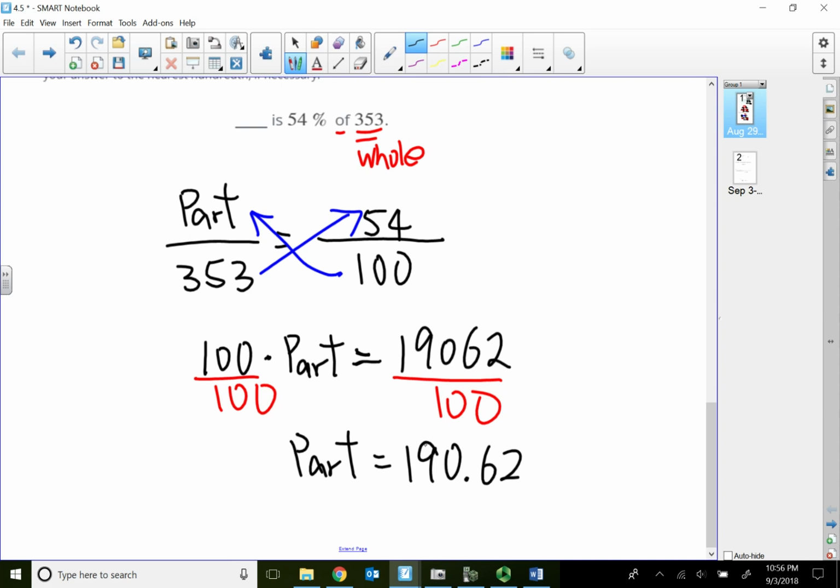My part is 190.62, which is smaller than my whole, because my percent is not over what? My percent is within 100. So as long as my percentage is within 100%, then my part is smaller than the whole. Because 100% of 353 is 353. That's 100% of it.